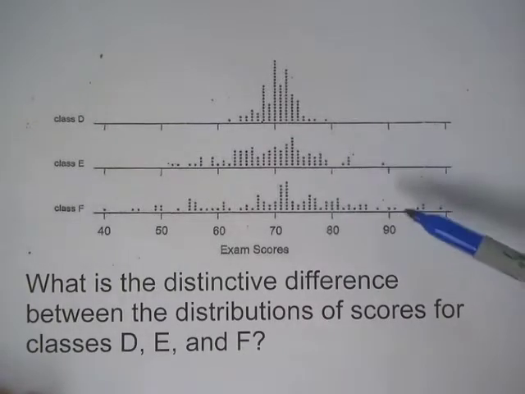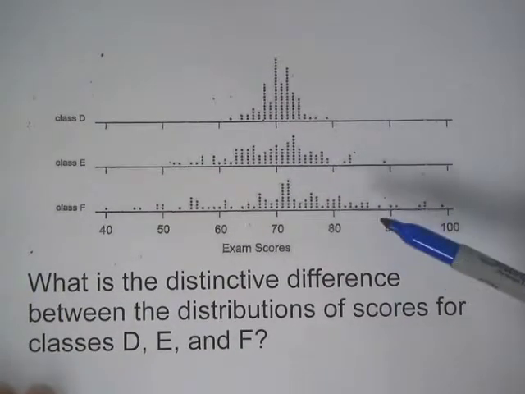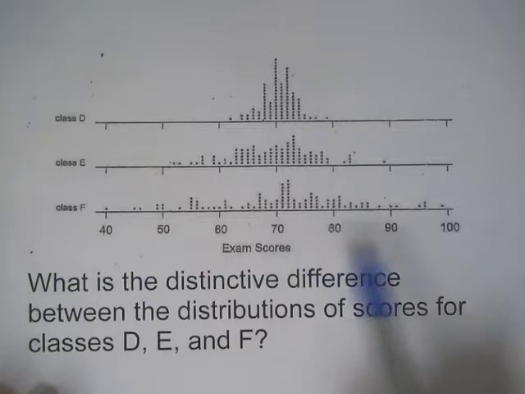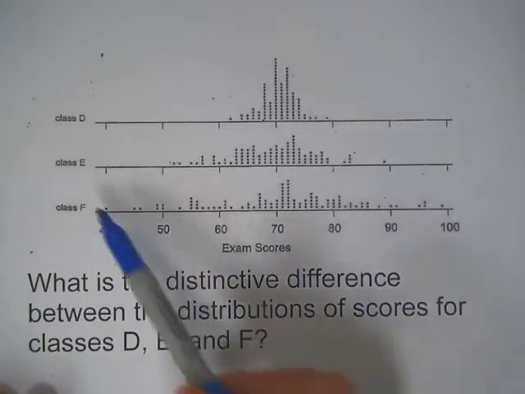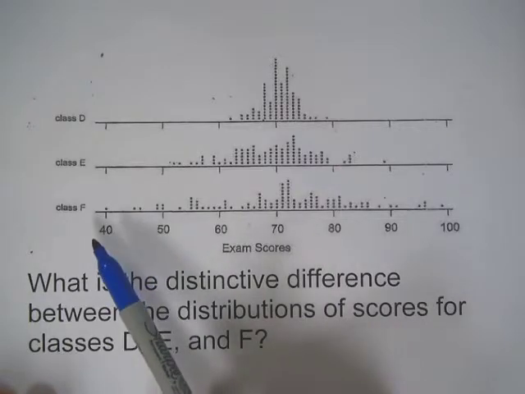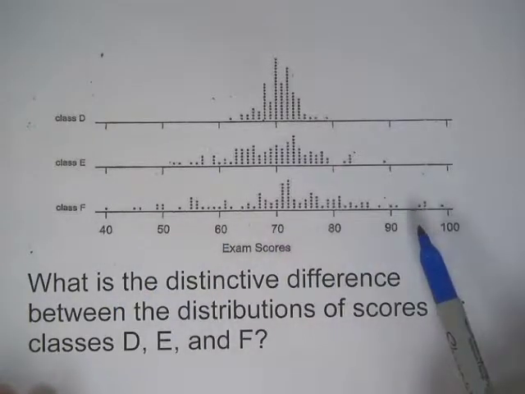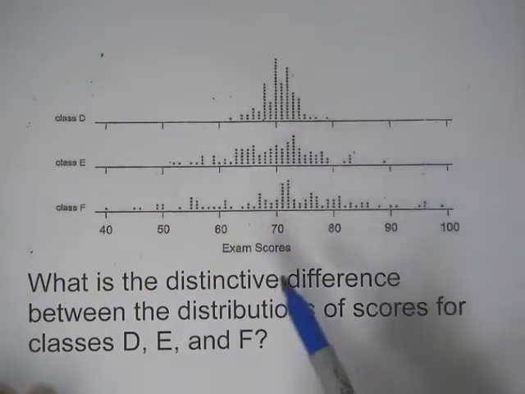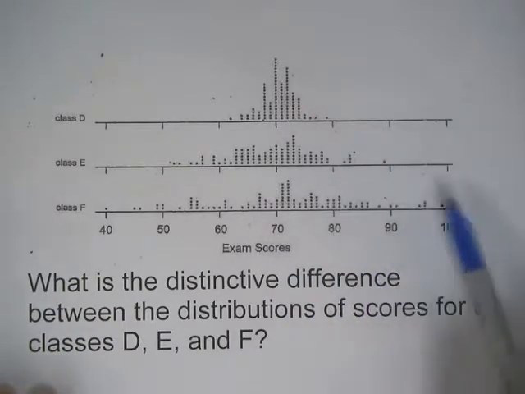Okay, jump down to Class F. A disadvantage is that the scores are pretty unpredictable. Hopefully your student wouldn't be in the 40s, but it's a possibility based on this class. One good thing is that your student could be one of these that were in the 90s.